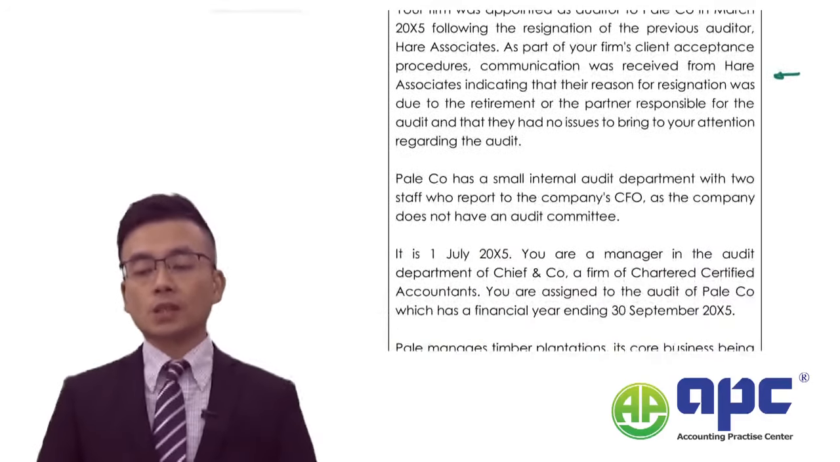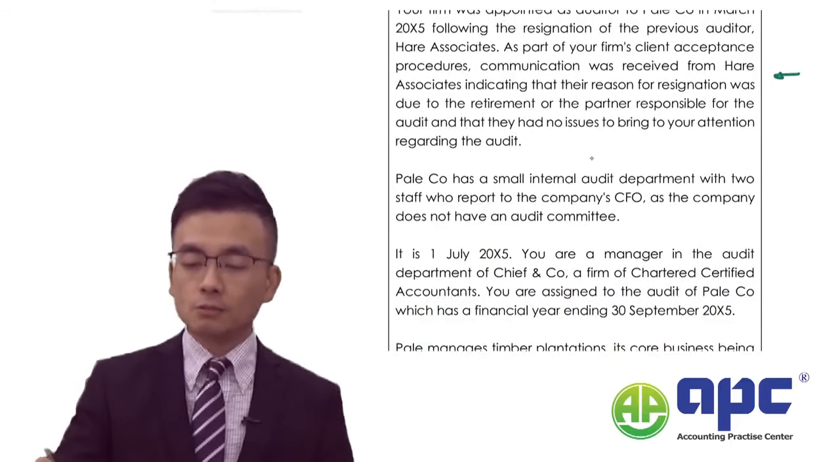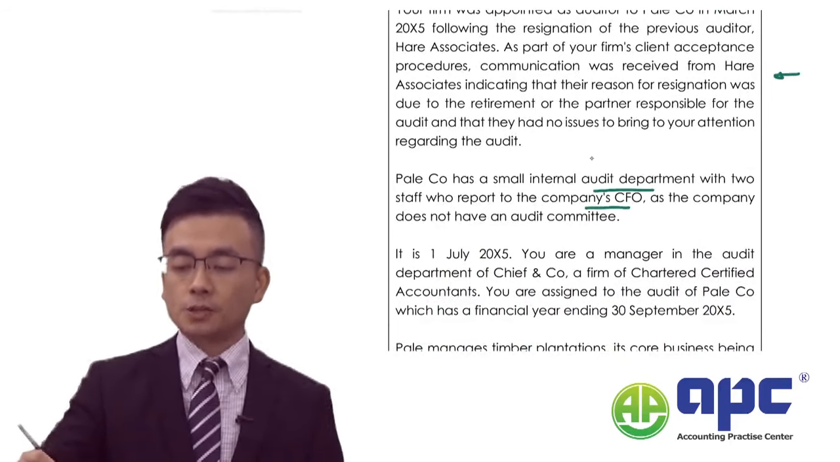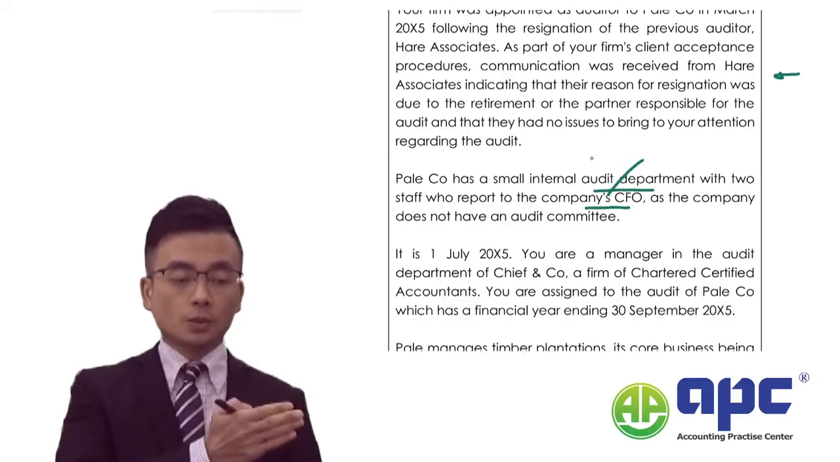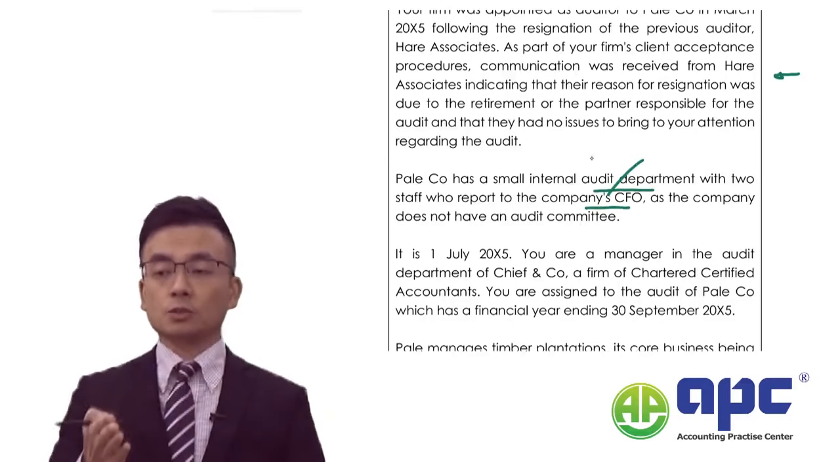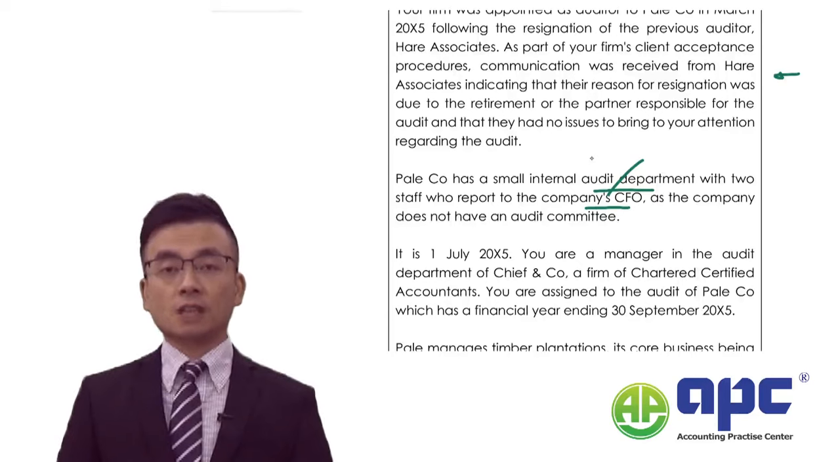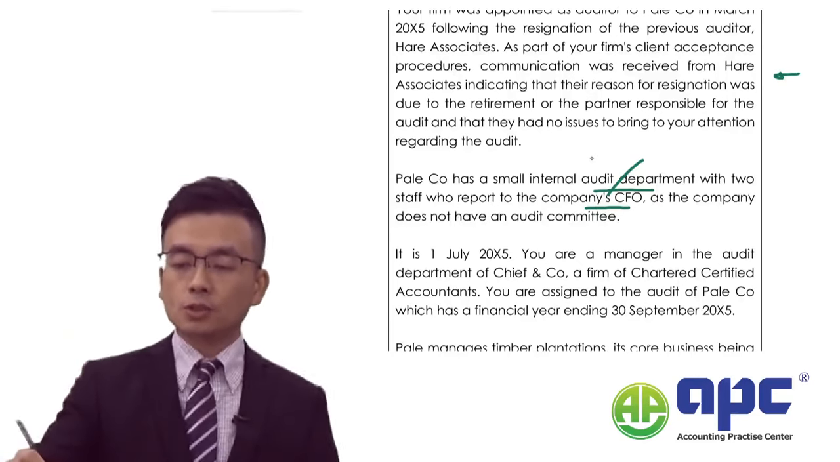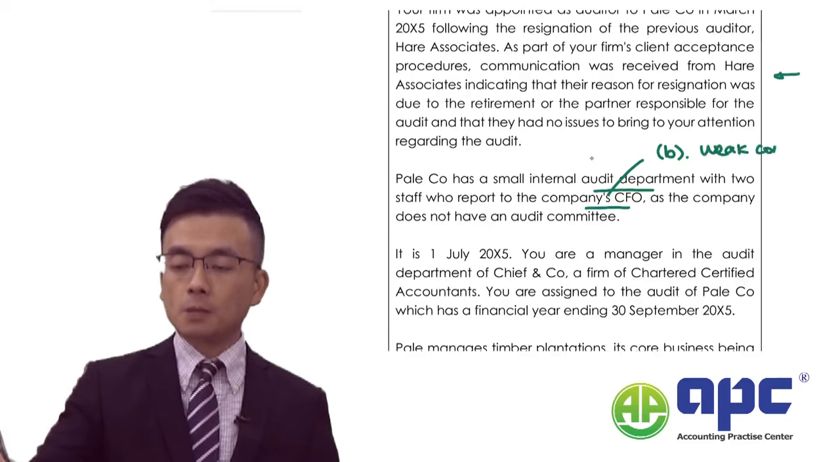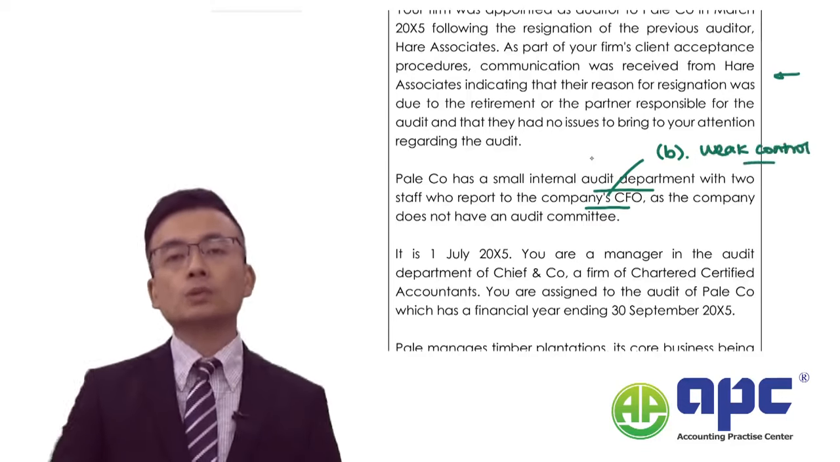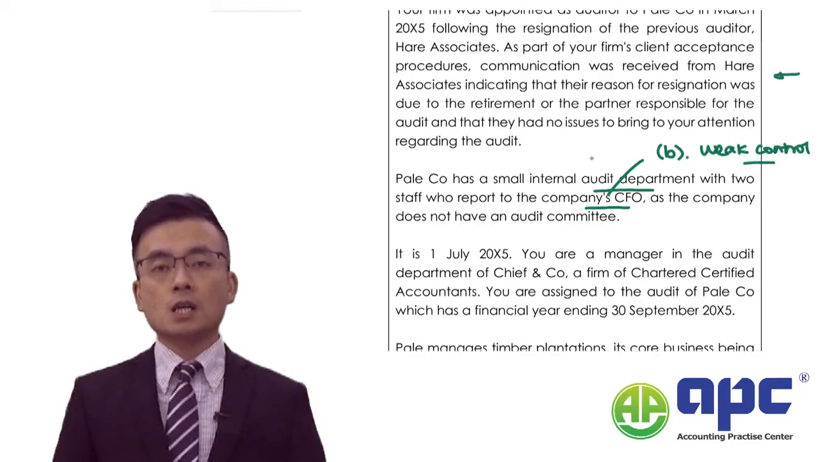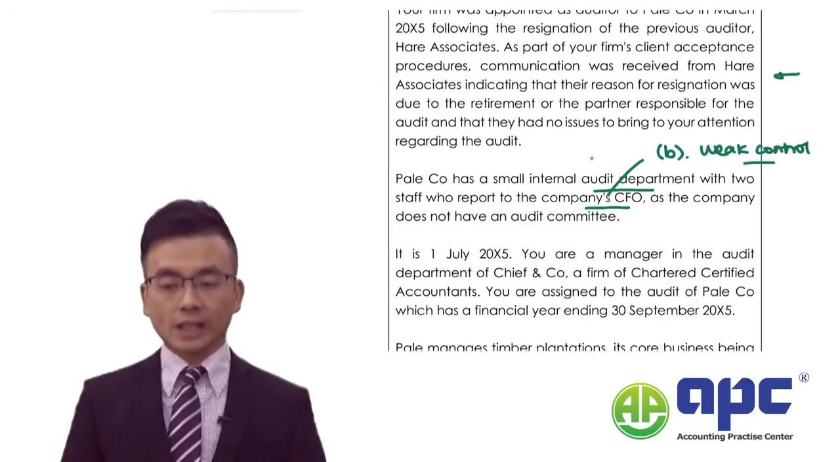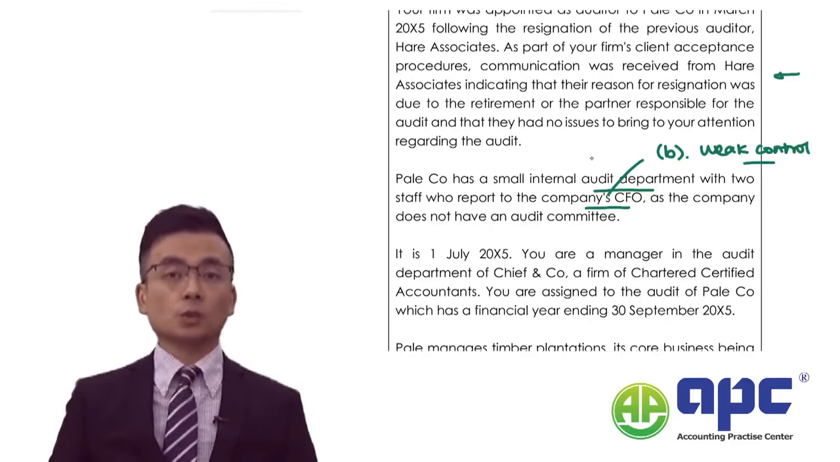Perico has a small internal audit department with two staff, which reports directly to the company CFO. It seems that internal auditors should report directly to the audit committee rather than to the executive director. And this is why I would say it's a potential audit risk in part B, due to the weak control, because there might be potential fraud perpetrated by the CFO that's been concealed or covered up by the internal audit department.